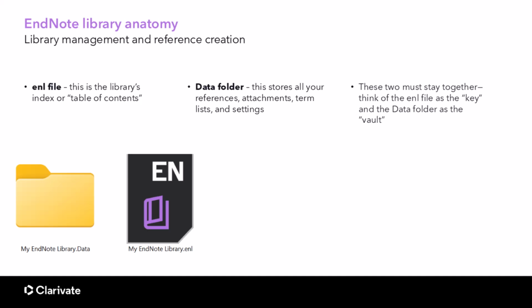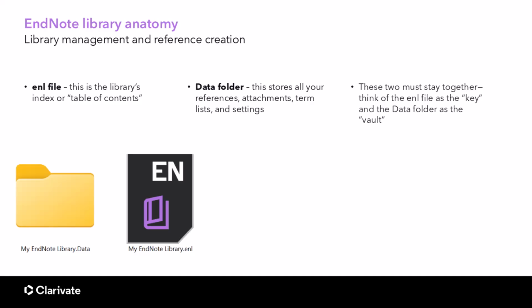A helpful way to picture it is like this. Your .enl file is the key, and the .data folder is the vault. Or if you prefer the original metaphor, your .enl file is the door, and the .data folder is the warehouse behind it. If you ever move or rename your library, always keep those two pieces together. If you try to open a library without its .data folder, you'll get a warning, and some of your data, including attachments, could be missing or unrecoverable. So if you're ever backing up, sharing, or transferring libraries between computers, be sure to zip both parts or use EndNote's built-in compression feature. We'll talk more about that later.